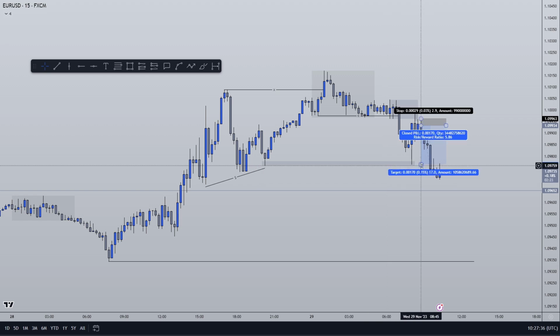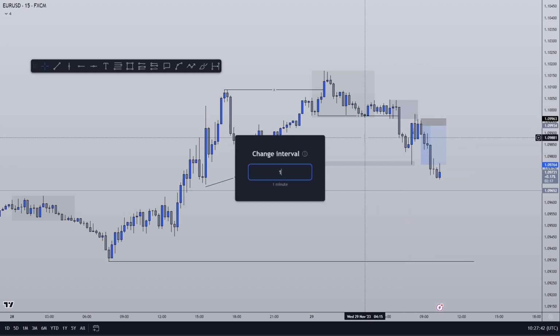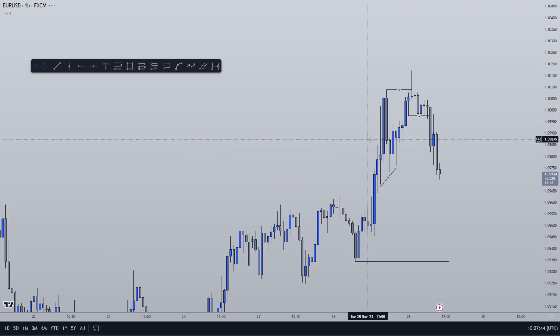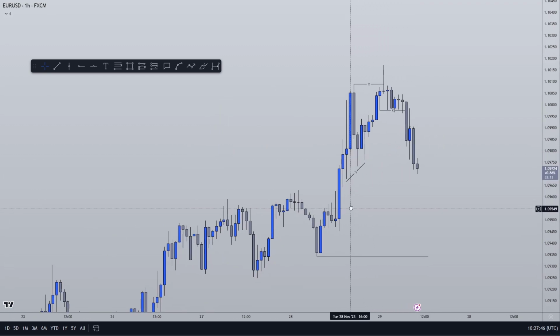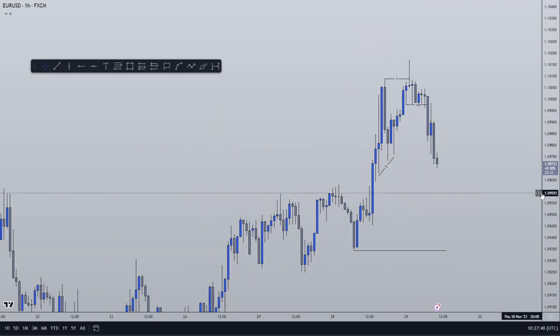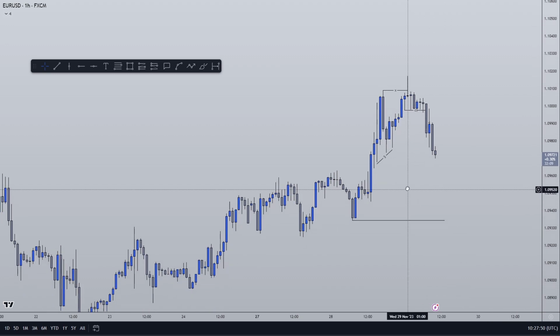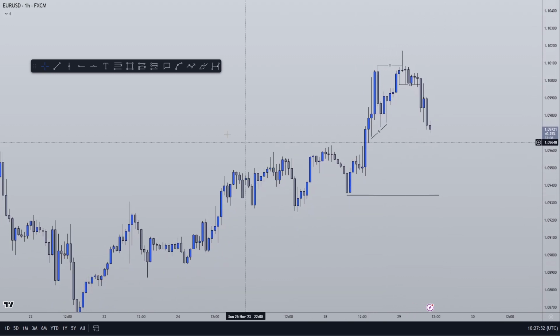Going back to the trade recap, we targeted those lows and got a nice entry on the lower time frame. Now if I go to the 1 hour time frame, I don't really use the 1 hour, but it's more just to have a look at the overall view of the charts.